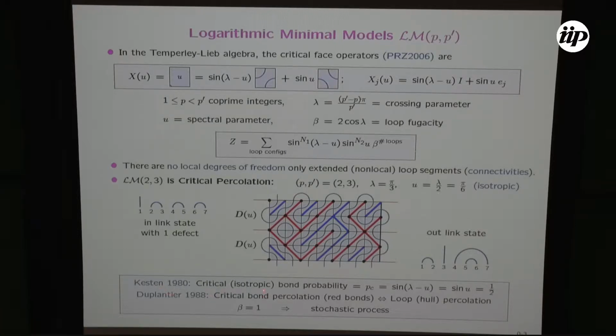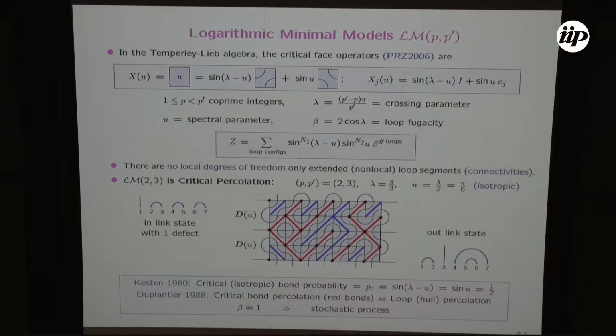In 1980, Kesten showed that bond percolation on the square lattice is critical at the critical threshold p_c, which is 1/2, and at the isotropic point, both of these weights become exactly 1/2. The loop version of percolation goes back to Duplantier in 1988. Sometimes it's referred to as hull percolation. There's a one-to-one mapping between configurations of the red bonds, that's the bonds of the usual percolation model, and the configurations of the surrounding contours, the loops.